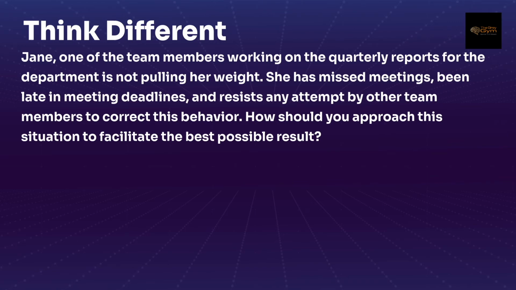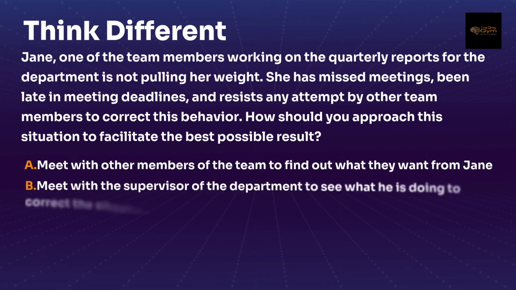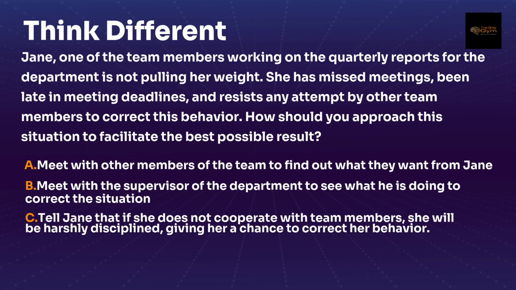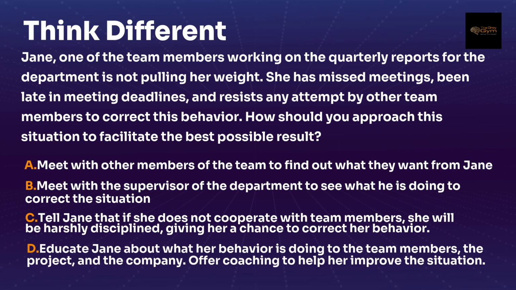Option A is meet with other members of the team to find out what they want from Jane. Option B, meet with the supervisor of the department to see what he is doing to correct the situation. Option C, tell Jane that if she does not cooperate with the team, she will be harshly disciplined, giving her a chance to correct her behavior. And finally, option D, educate Jane about what her behavior is doing to the team members, the project, and the company, and offer coaching to help her improve the situation.